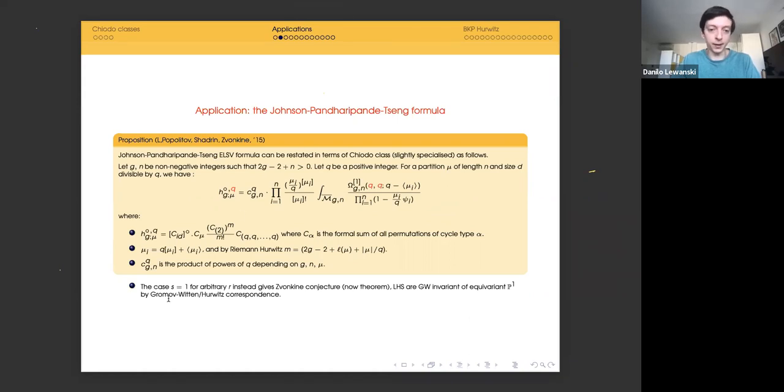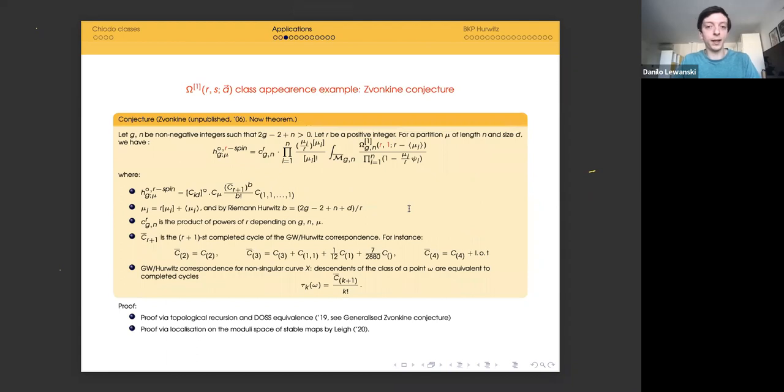Again, if you specialize s equal to 1, so in this case it would be q equal to 1, you recover the usual ELSV formula. And then there is a relation to Zvonkine's conjecture, which is now a theorem. And actually this will pop out later on in the talk, so we need it for the main part. If you consider Chiodo class with parameters r and 1, then on the left-hand side, you have the Hurwitz numbers with completed cycles. So again, you consider Hurwitz numbers, so covers of the sphere of genus g, and then the ramification profile over 0 is given by the partition mu.